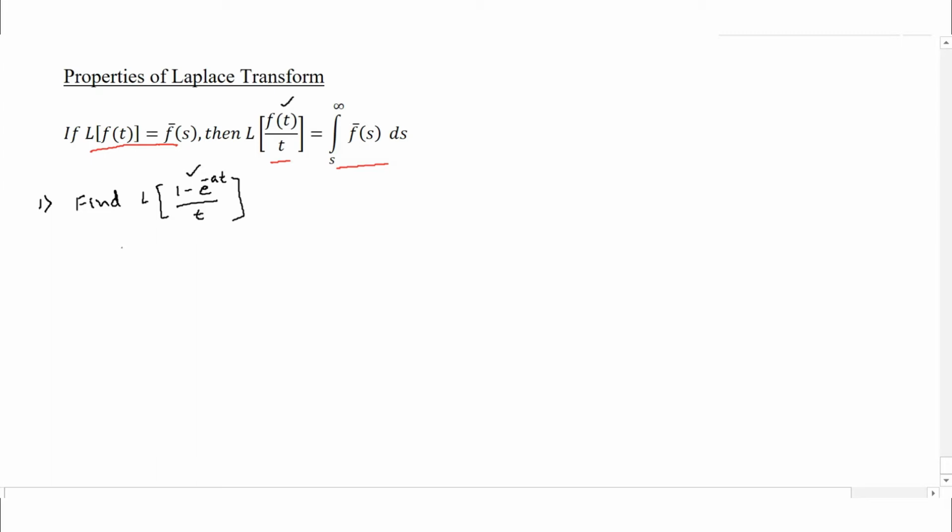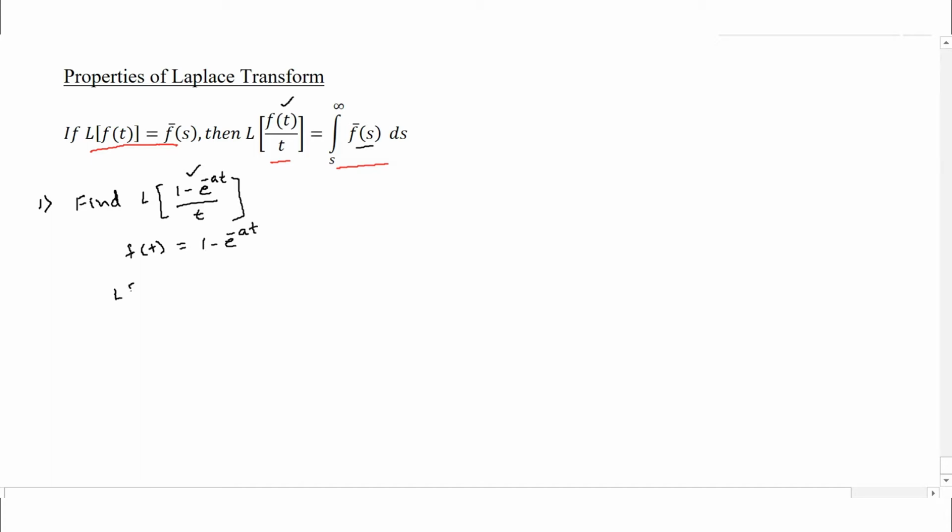You have t in the denominator, which means that when you find the Laplace transform of this f of t, you will be getting f bar of s. So the only thing you have to do is find the Laplace transform of the numerator. Let us find the Laplace transform of the numerator. I will take the numerator to be f of t. F of t will be 1 minus e power of minus at.